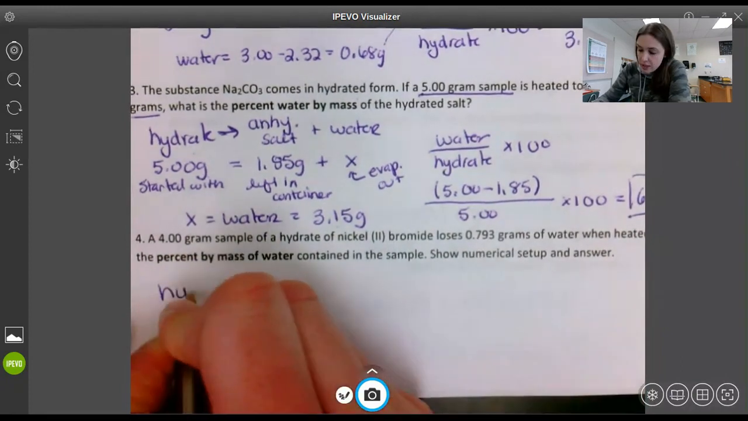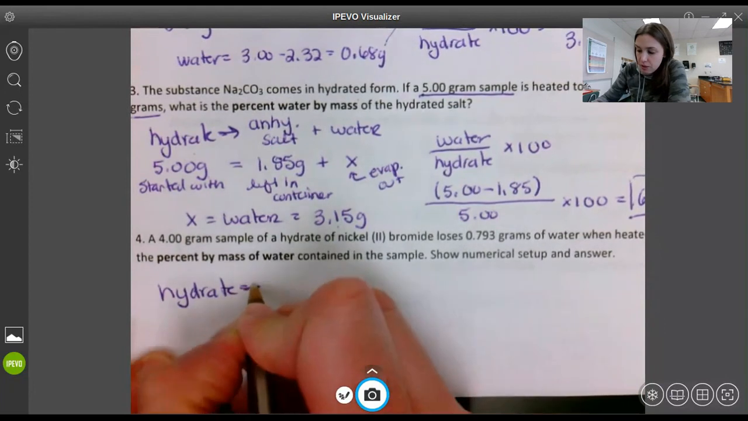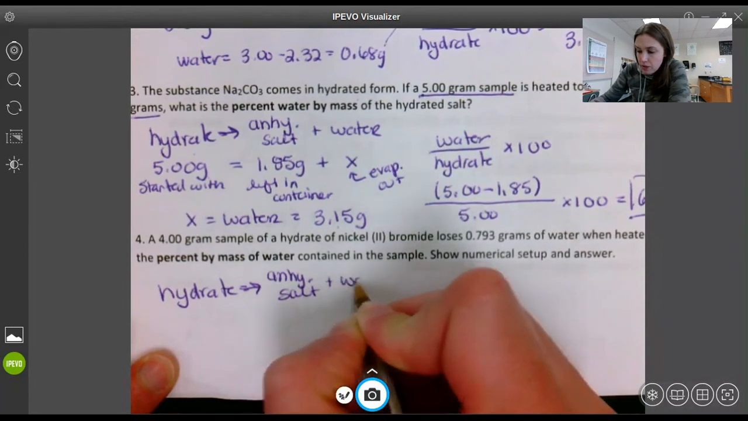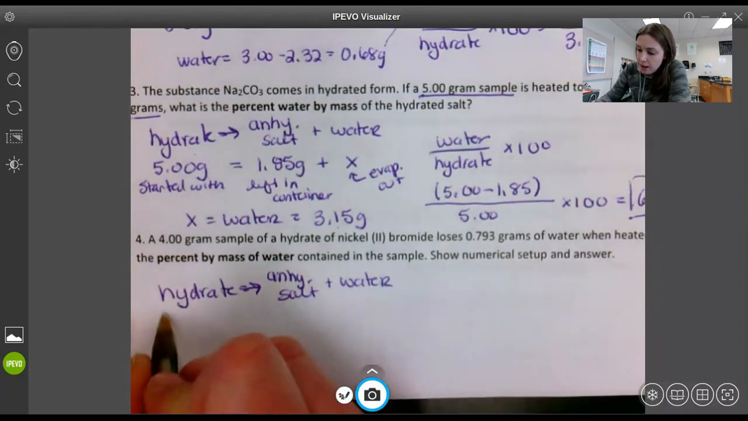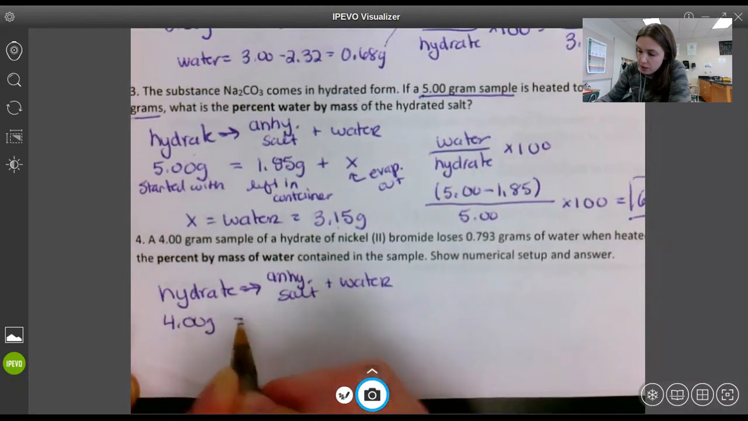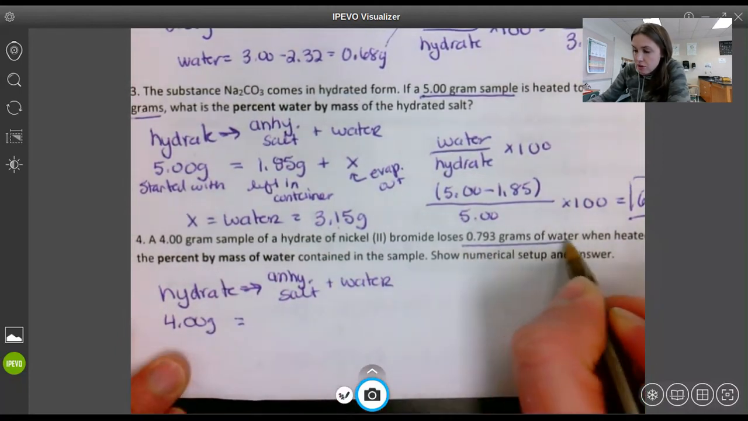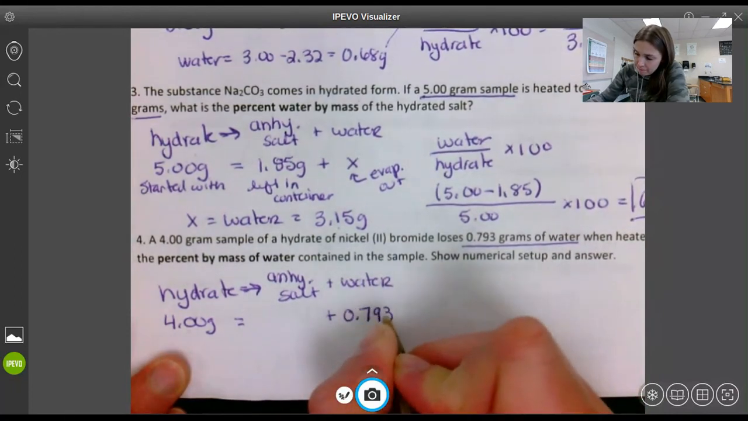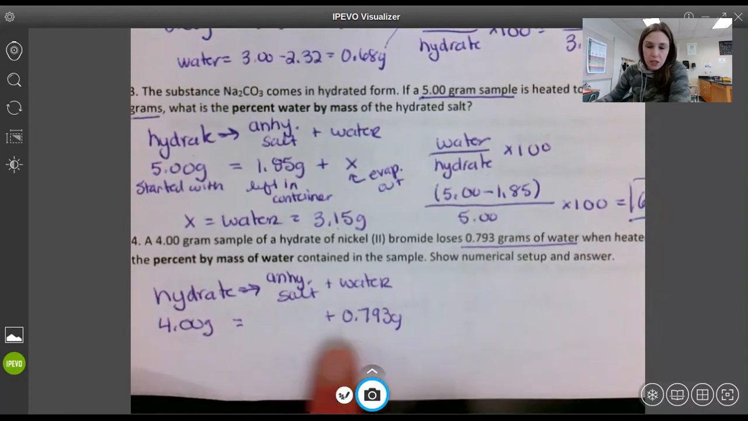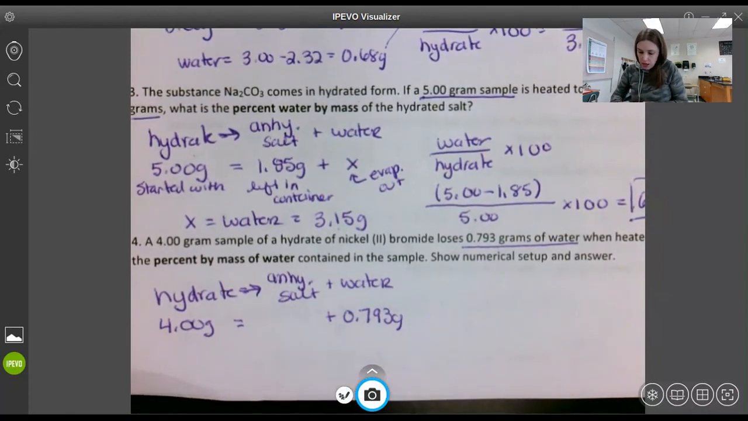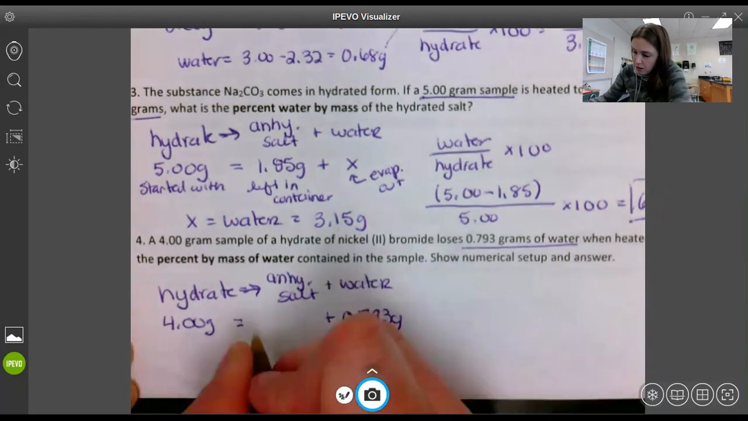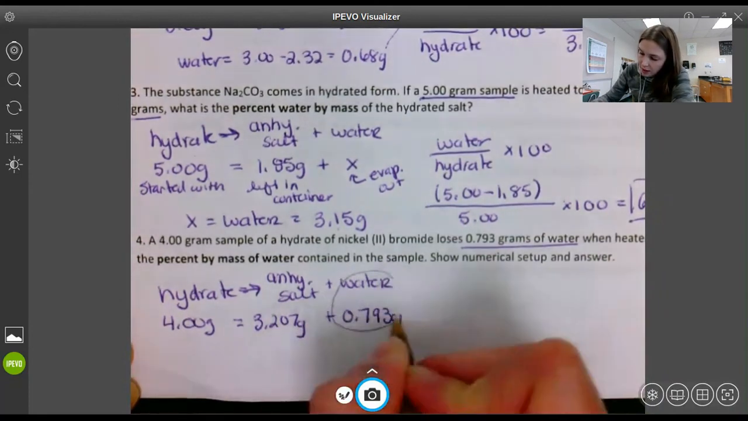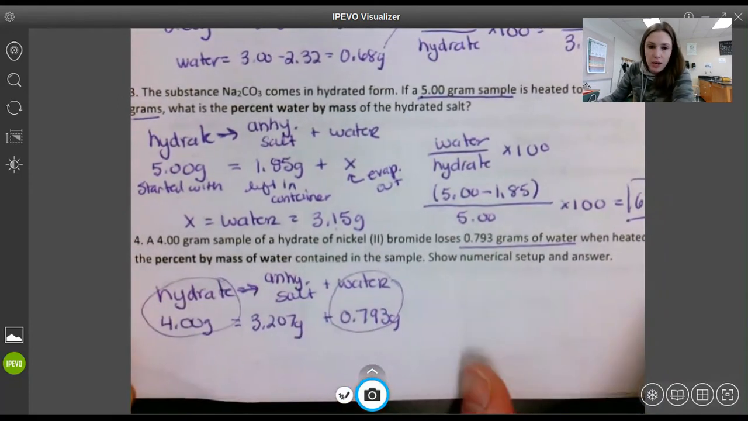All right, so for this one, it's a little bit different because the wording's a little bit different, but if you've been paying attention to what I've been saying, hopefully you were able to plug in values here to figure out what information you needed. So I have a 4-gram sample of a hydrate, and it says it loses 0.793 grams of water. So in this case, it's actually giving you the water amount already. And really, those are the only 2 values that you would need. But let's just say you were interested in that. This would tell me that in my container, I should have had then 3.207 grams left in my container. But I'm just interested in how much water evaporated out and what was my original hydrate.